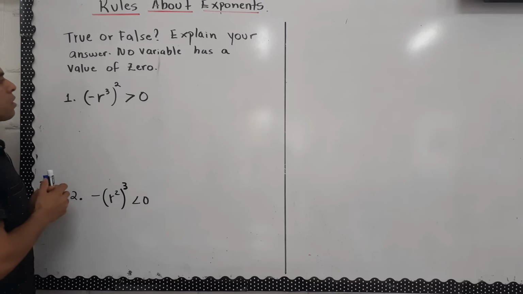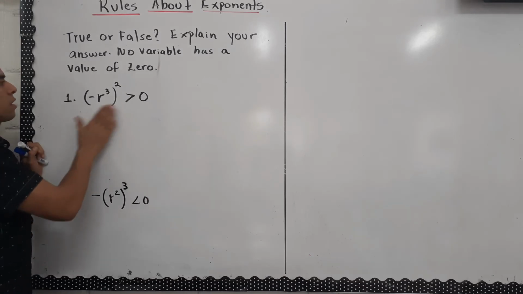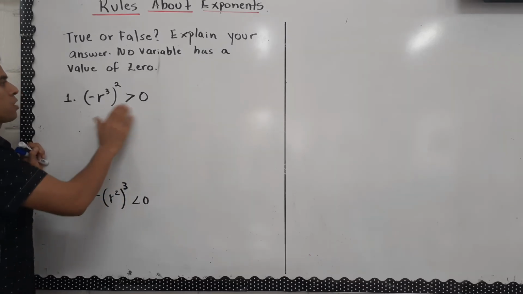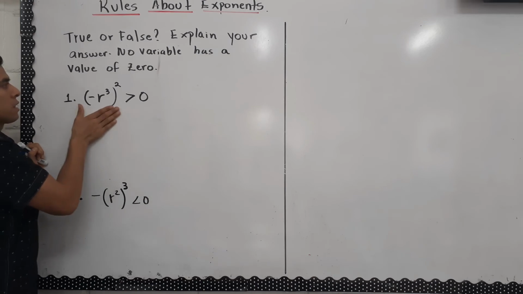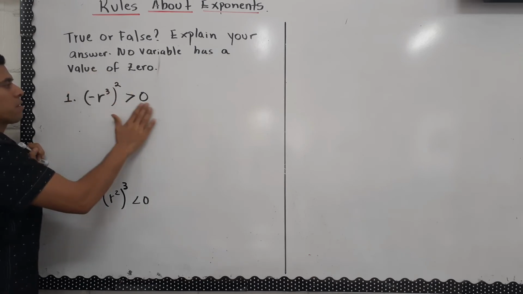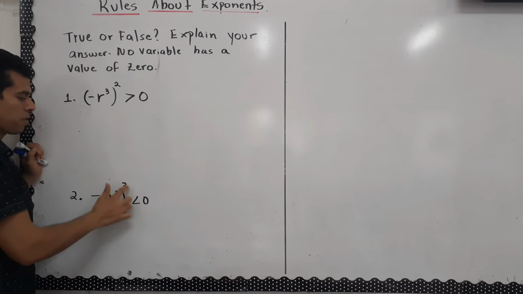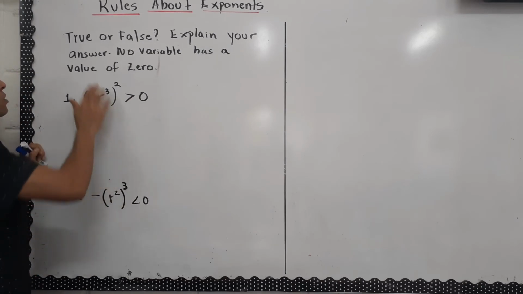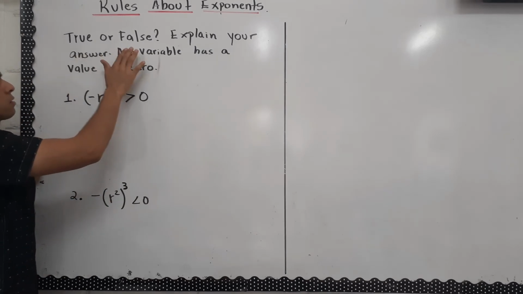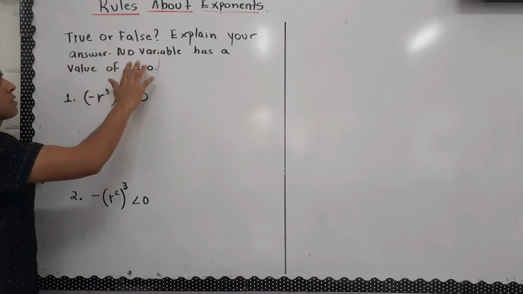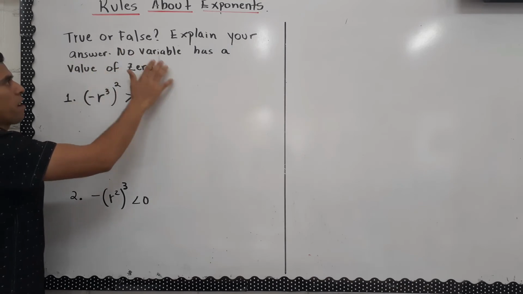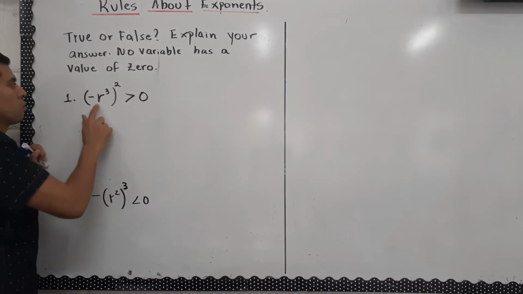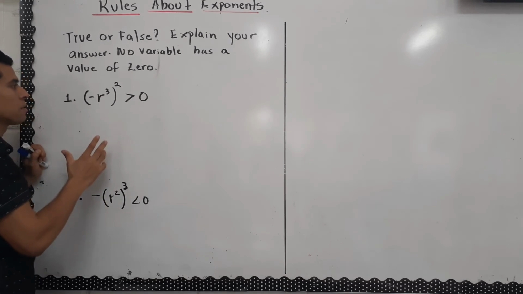So in this part, we are going to say if these exercises achieve this condition. Here we have that this expression is greater than 0. And here we have this expression is less than 0. So we are going to write next to the problem true or false, and we're going to explain our answer. And here we have that no variable has a value of 0. So R here is not going to be 0.